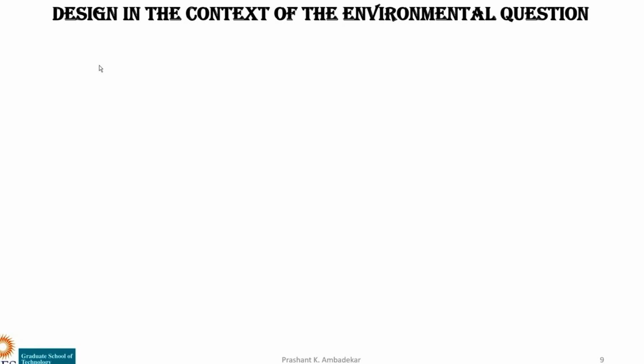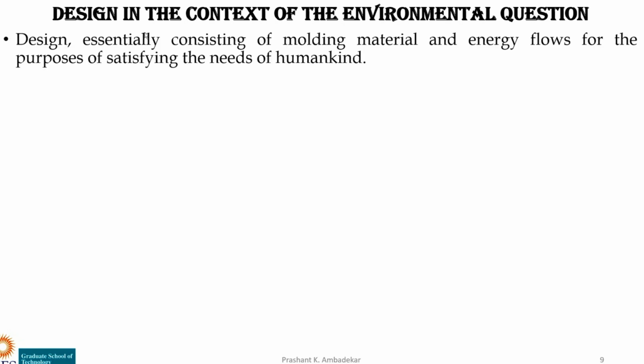Okay, now the next point here is design in the context of the environmental question. So the design activity should be done by considering the environmental aspect. So we'll see what is written here. Design especially consists of molding material and energy flows for the purpose of satisfying the needs of humankind. So what is design doing? It is molding the material, whatever material or resources we are taking from the environment, from the ores, from the mines. It is made, it is given some change, and energy also is used. And for what purpose? For satisfying the needs of humans.